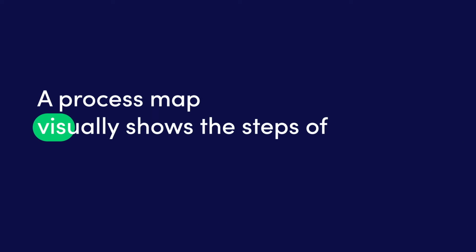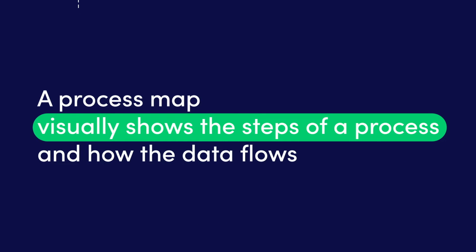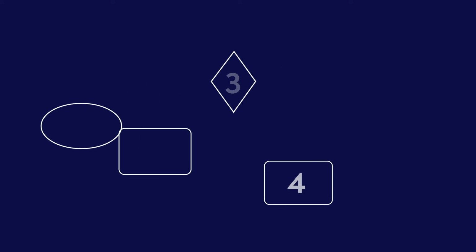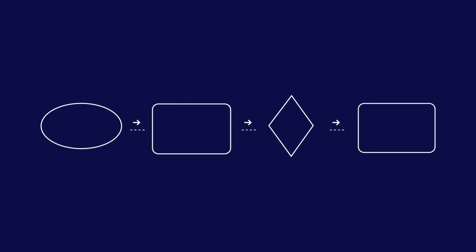Let's dive right in. A process map visually shows the steps of a process and how the data flows within it. Simply put, process maps allow you to take something complex and simplify it by visualizing it. You don't always need to create a process map if you have a very simple workflow. However, the logic will still help you to define it better.